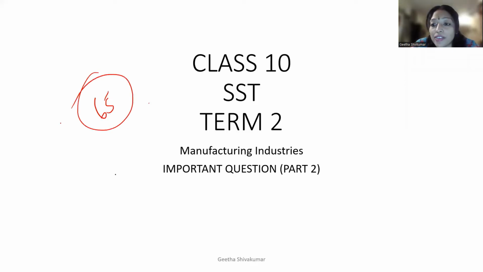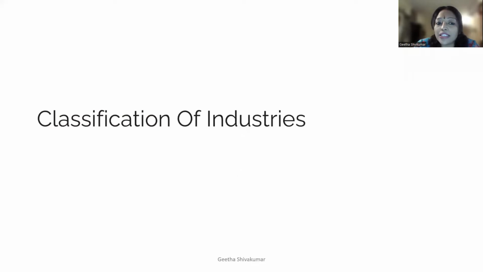Page number 65 is one of the very important pages in this chapter because they are talking about classification of industries, and each and every classification can come for 2 marks or it can come for 5 marks with a combination of questions. Classification of industries. So we are going to learn different categories, how the classification is done.